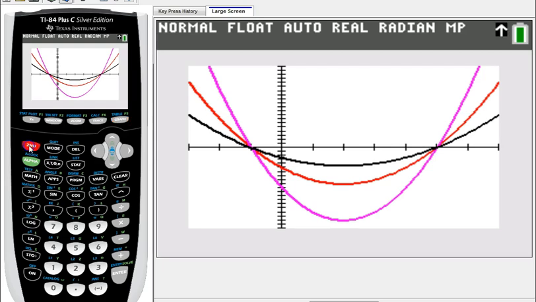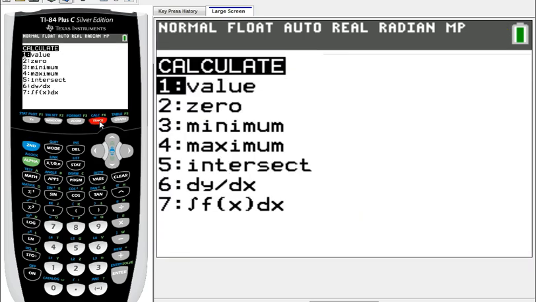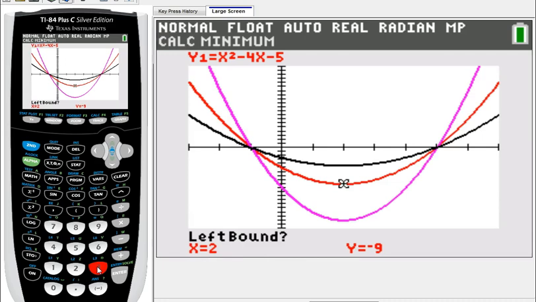You're going to hit second calc, and you've got some choices there. We want minimum, choice 3. And up at the top, it's identifying which of the 3 parabolas we want to find the minimum of. And you can control by up arrow which one we're on. And it's asking me questions. It's going to ask me 3 questions. What's the left bound? I just need to be a little bit to the left of where I identify visually. There's the lowest point.